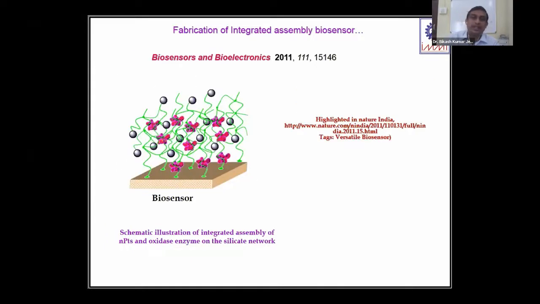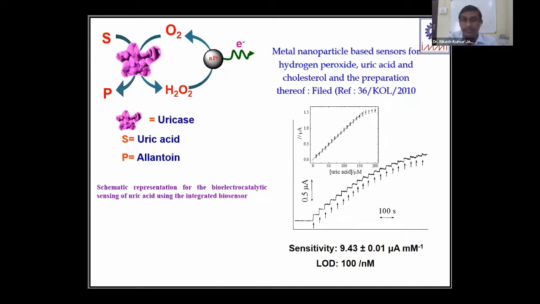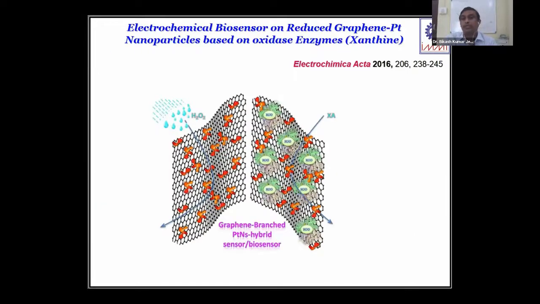As this nanoparticle-modified electrode shows high sensitivity towards hydrogen peroxide, we tried to design a biosensor by putting these oxidase enzymes and this platinum nanoparticle on the electrode surface. And we used this for the sensing of uric acid. We have taken the uric acid, and you can see. And we also developed a patent on this work. So with this, we were able to develop some kind of biosensors.